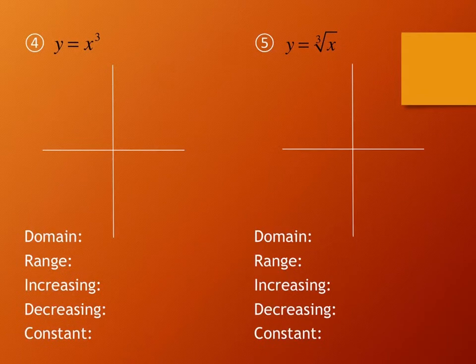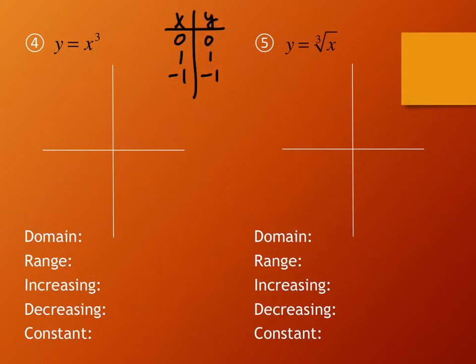Let's try a couple more. Y equals x cubed is our next one. Let's try a list of ordered pairs. I told you that I was going to choose 0 often. So if x is 0, what's y? 0. What if x is 1? It's 1. What if x is -1? It's also -1. Okay, so these are 3 points.